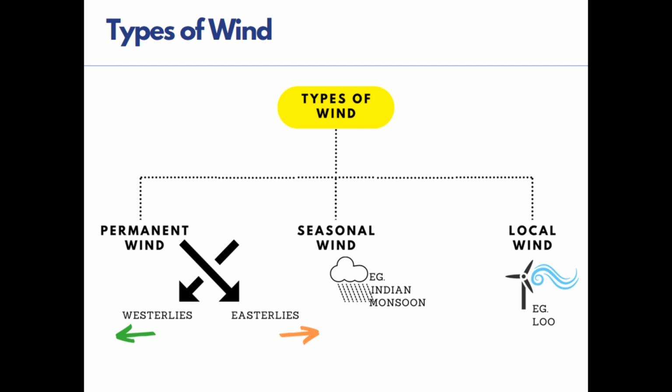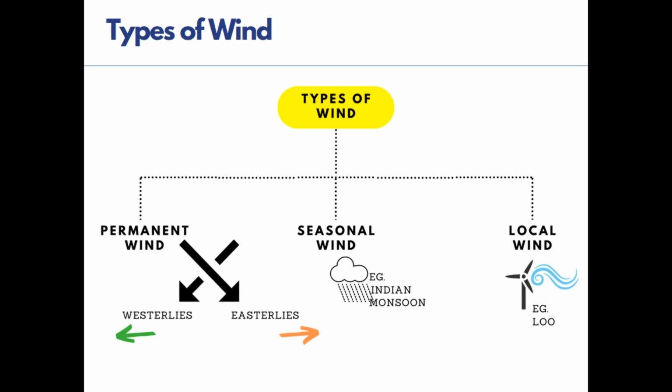The permanent wind is also said to be a trade wind. There are two types in it. They are easterly and westerly. They blow in a constant direction throughout the year. Next comes seasonal wind. These winds change their direction according to seasons. Indian monsoon are of this type.